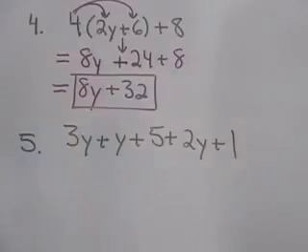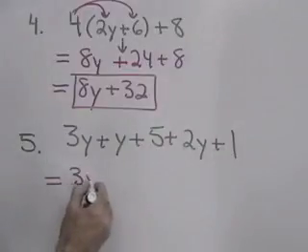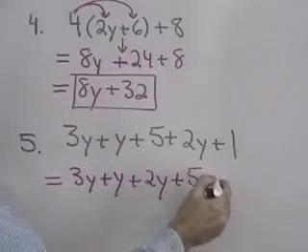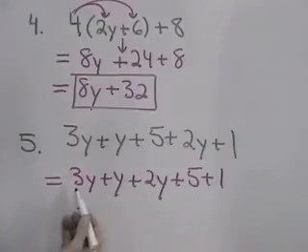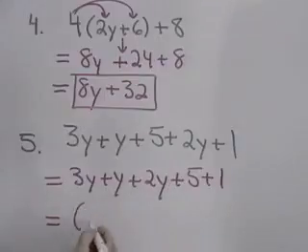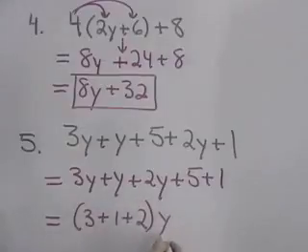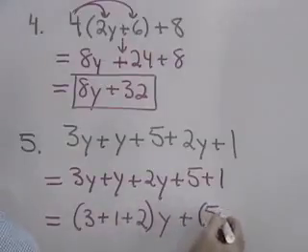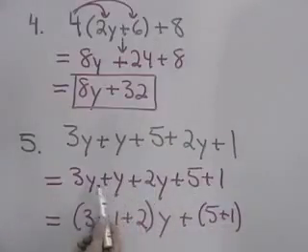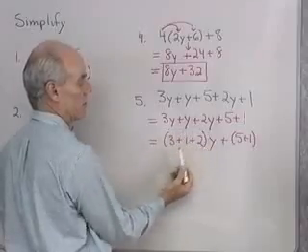Here's another problem. 3y plus y plus 5 plus 2y plus 1. Let's regroup it this way. 3y plus y plus 2y plus 5 plus 1. What allows me to do that is the commutative property of addition. Now I'm going to use the distributive property in reverse and write this as 3 plus 1 plus 2, close the parentheses, times y, plus, and I'll just group these together, 5 plus 1. So what I've done is taken this y from each of these terms and written it outside using the distributive property in the reverse direction from the way I used it in the previous problem.